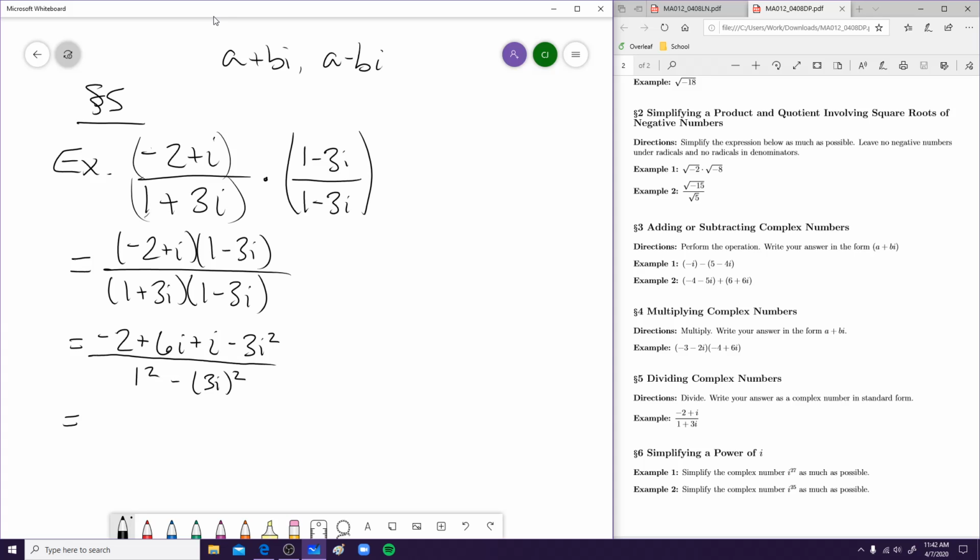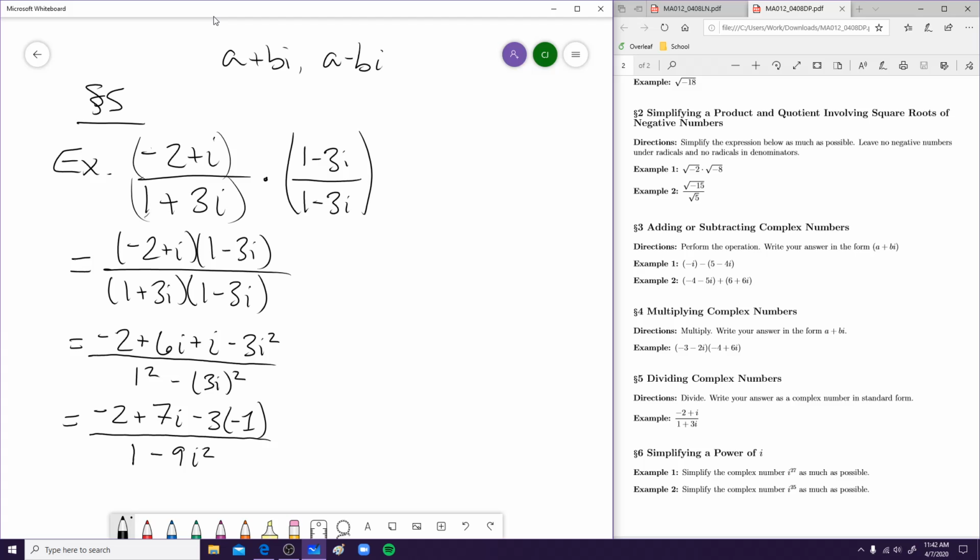So on the top, we can simplify some things and combine like terms. So -2, we can't do anything with that yet. And we have 6i plus i, that becomes 7i. And then for -3i squared, that i squared is equal to -1. On the bottom, 1 squared is 1. And for (3i) squared, that is 3i times 3i, or 3 squared times i squared. So this is minus 9i squared.